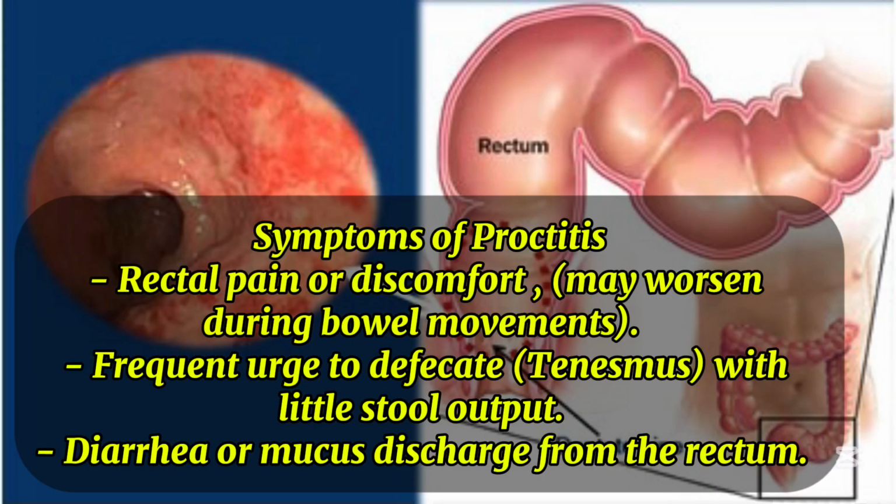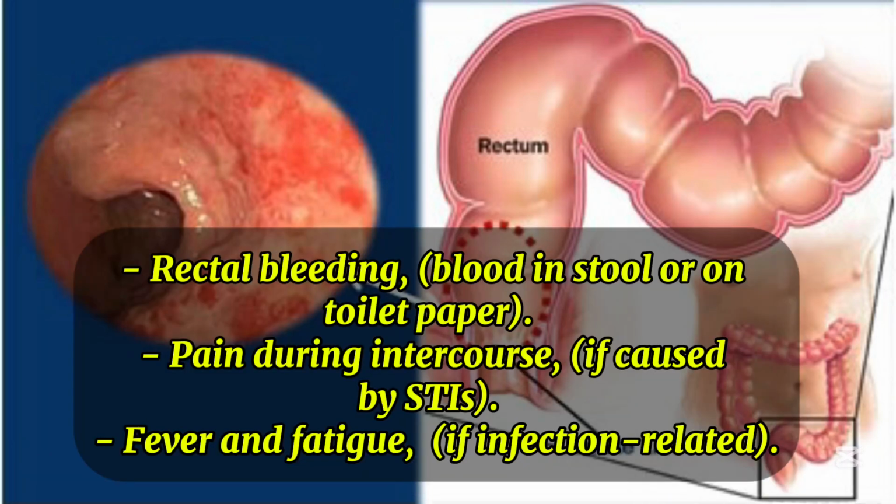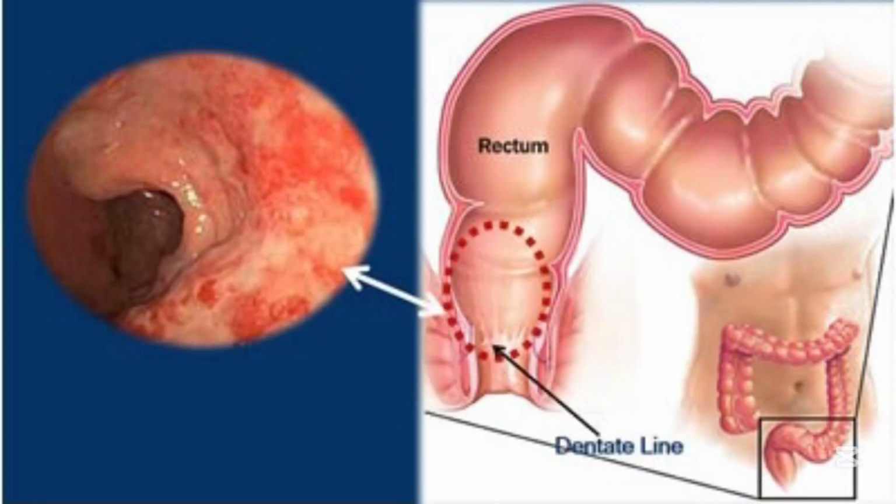Symptoms of proctitis. Rectal pain or discomfort, which may worsen during bowel movements. Frequent urge to defecate, tenesmus, with little stool output. Diarrhea or mucus discharge from the rectum. Rectal bleeding, blood in stool or on toilet paper. Pain during intercourse, if caused by STIs. Fever and fatigue, if infection-related.